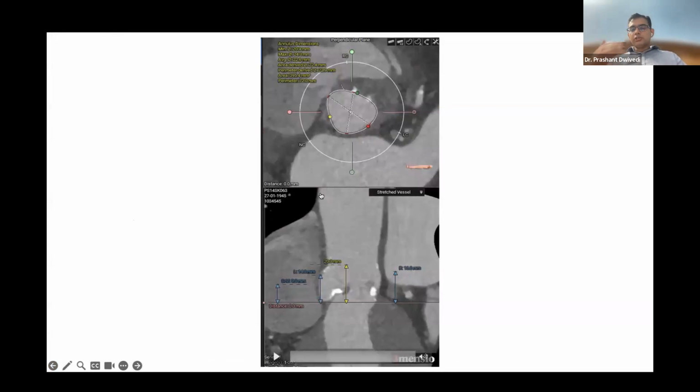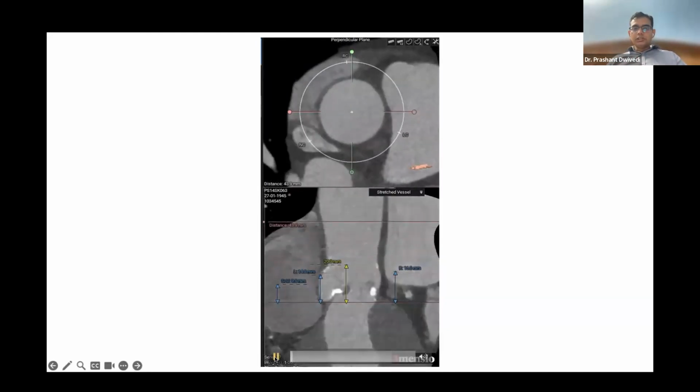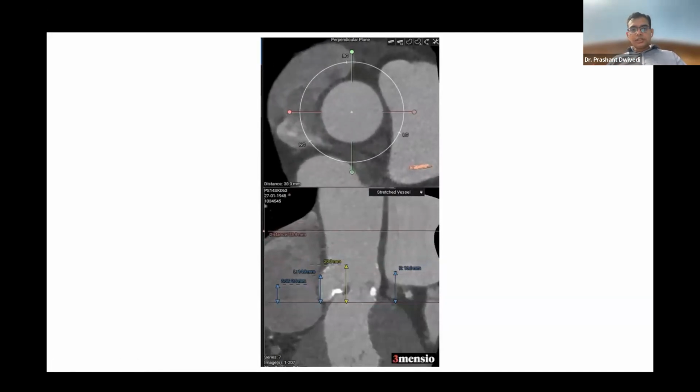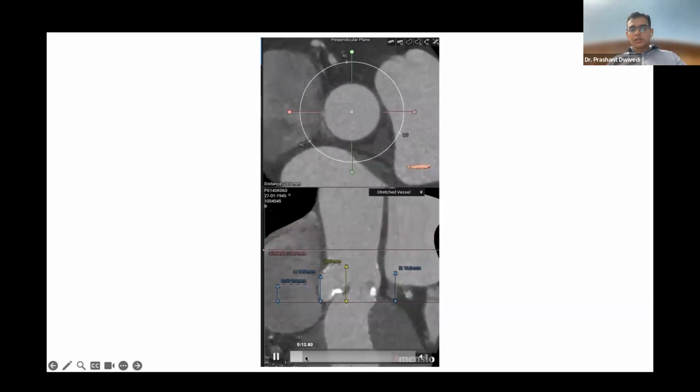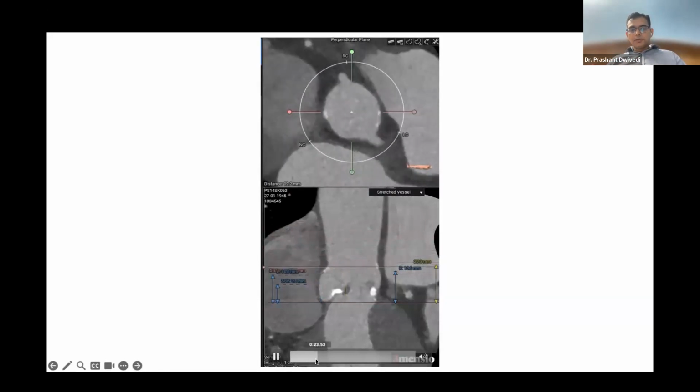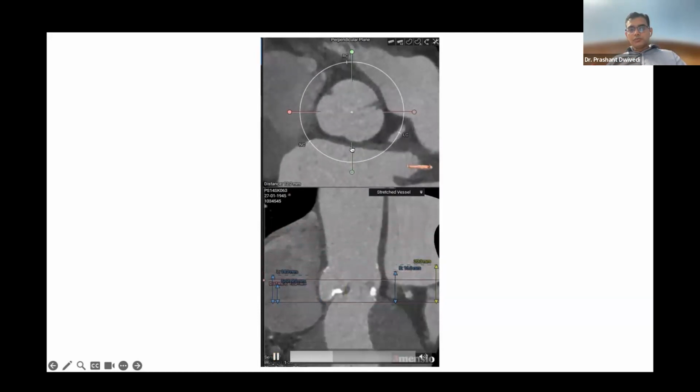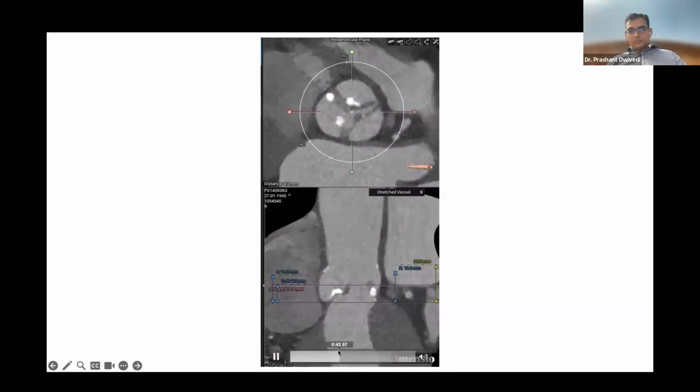After doing the annulus measurement, we go a little down at the level of 1 millimeter, 2 millimeter, 3 millimeter, and up to 5 millimeter, and see the size of the LVOT. Then we go into the LVOT, then sinus of Valsalva, then STJ, and then ascending aorta. This is how we usually look at the ascending aorta. We scroll through the ascending aorta, then come down to the level of the sinus of Valsalva, where we can see the origin of the coronary arteries, and all three cusps, where you can clearly see this is a tricuspid valve.